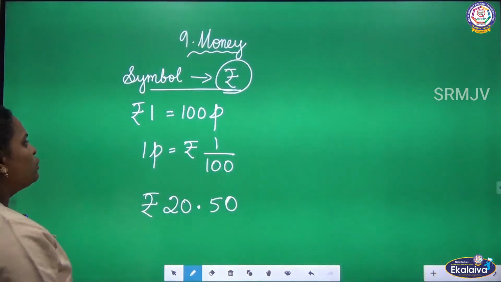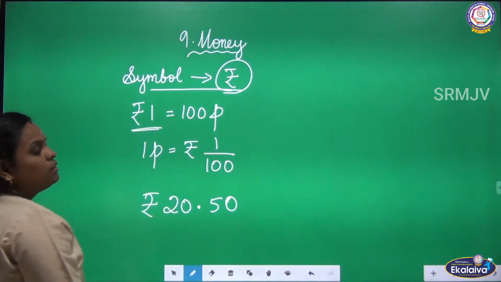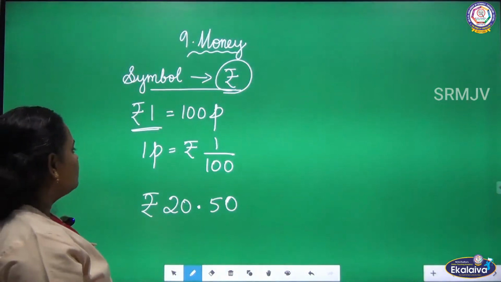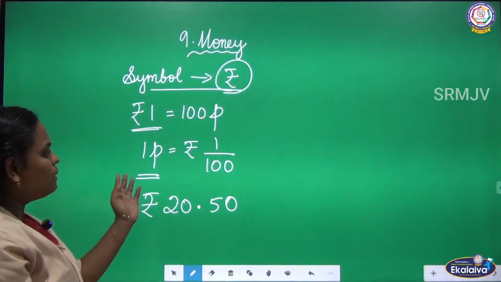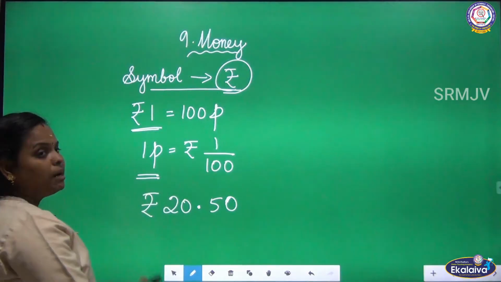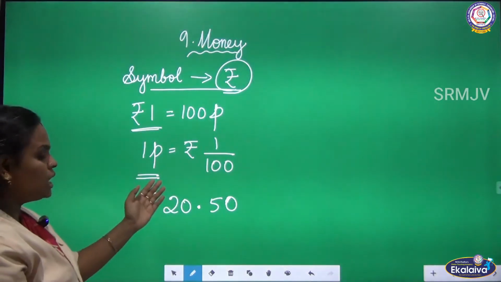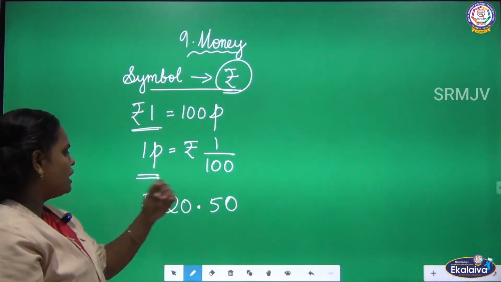Next, 1 rupee equal to how many paise? 1 rupee equal to 100 paise. So 1 paise equal to, how will you convert paise into rupees? So you have to divide it by 100. That is 1 paise equal to rupees 1 by 100.